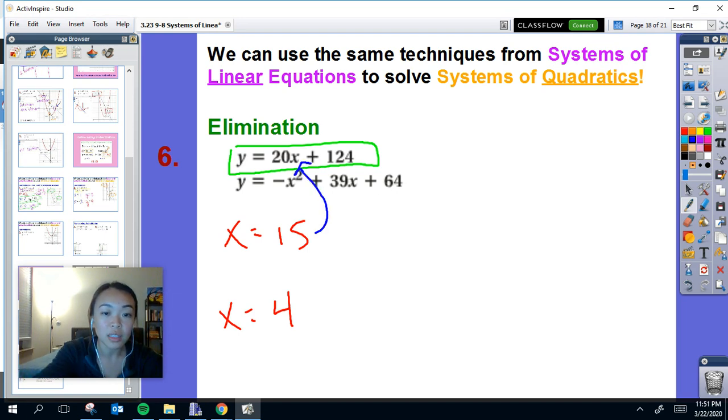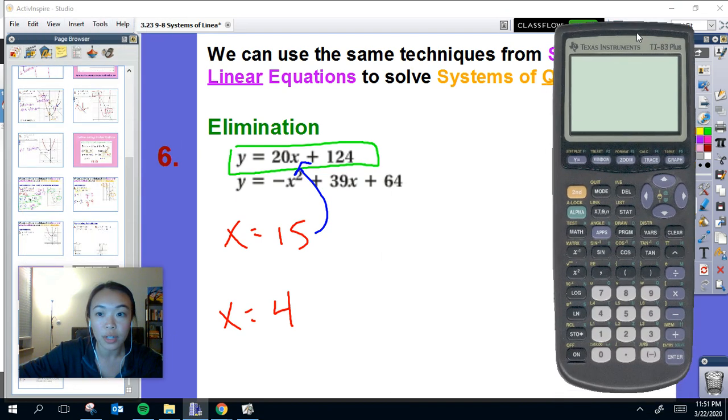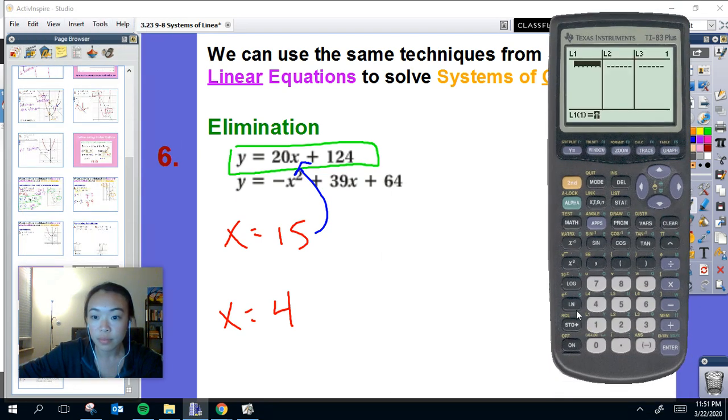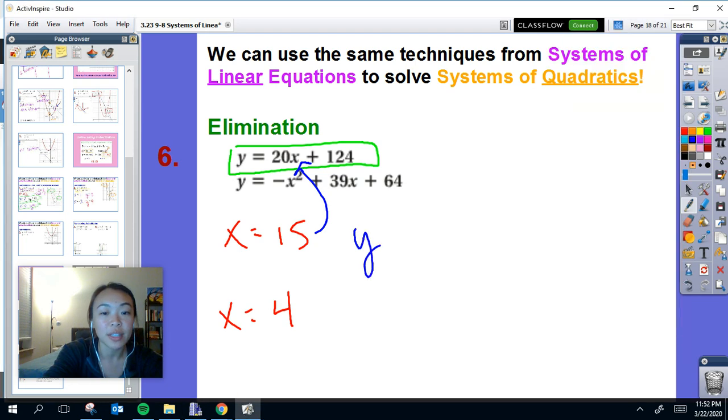So when I do this, and I do 20 times 15 plus 24, 20 times 15, all I'm doing is plugging it in, plus 124, I get... I did that wrong. Make sure you're using the correct signs. 424, so x equals 15 when y equals 424.